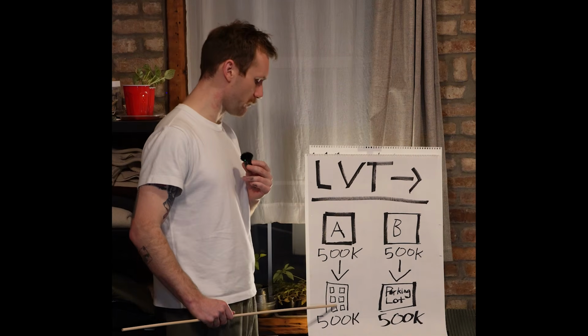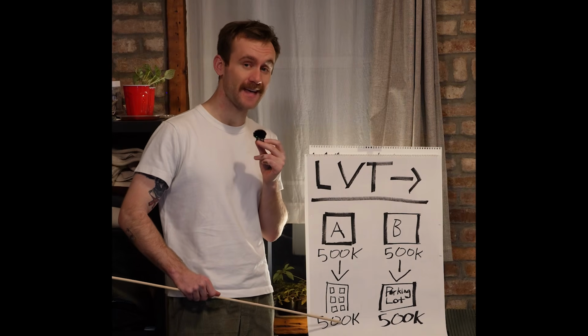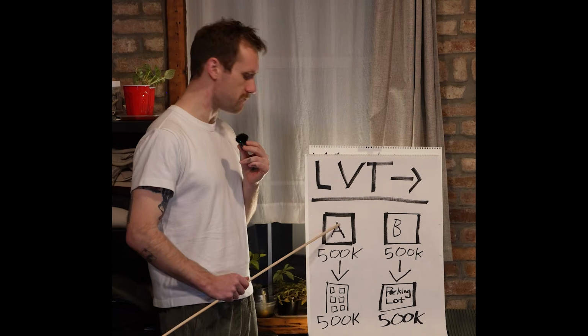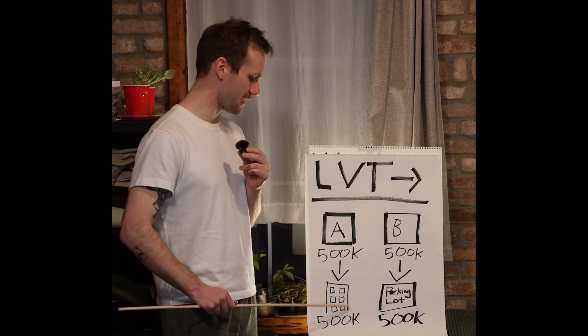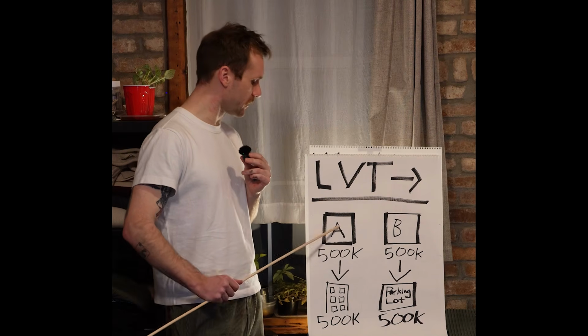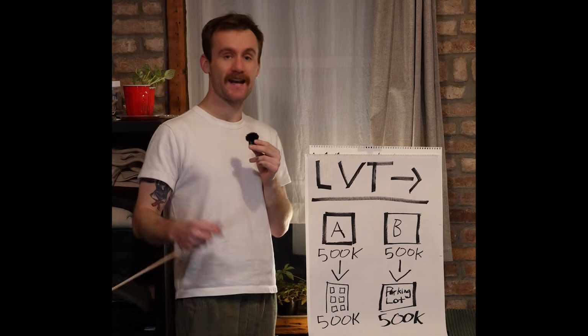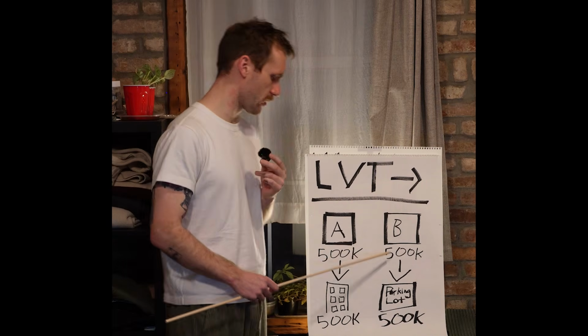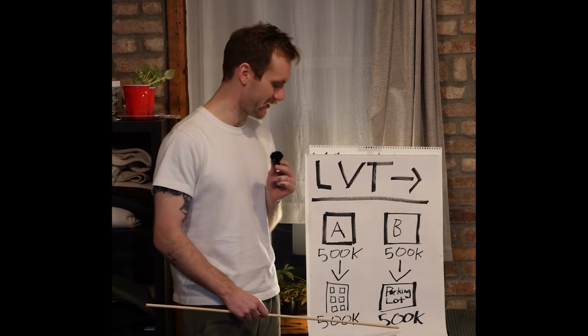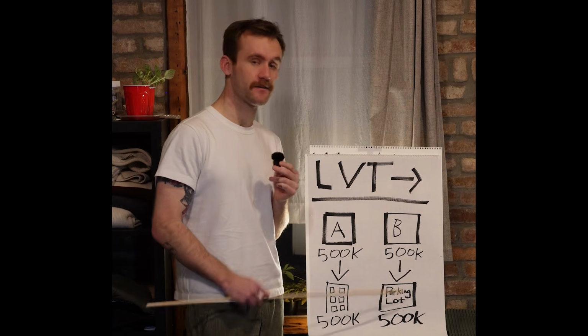Developer A builds an apartment complex. They're still being taxed $500,000. The tax is the same. It stays the same. No matter what you do with the land, the tax stays the same, so you can do whatever you want with it without worrying about your tax bill going up. Developer B buys the square of land. They build their parking lot. Their tax bill, still $500,000.